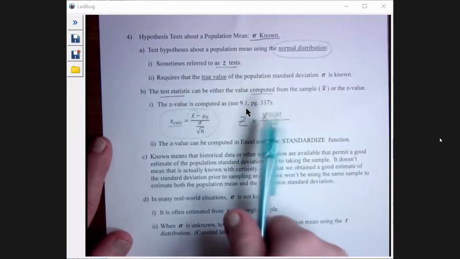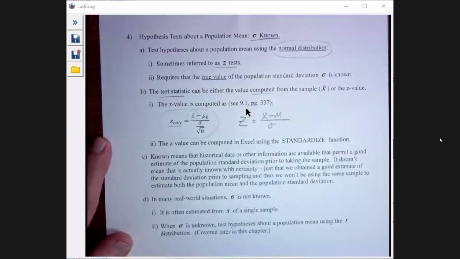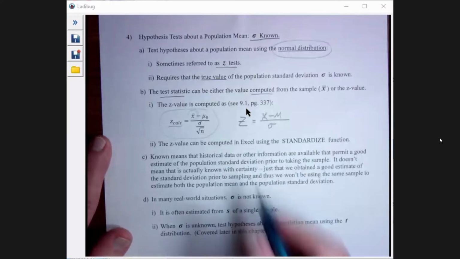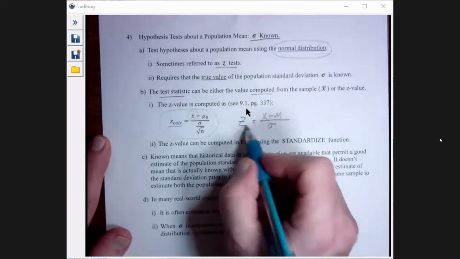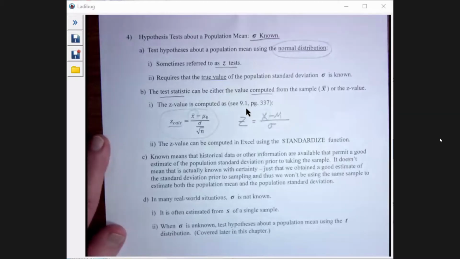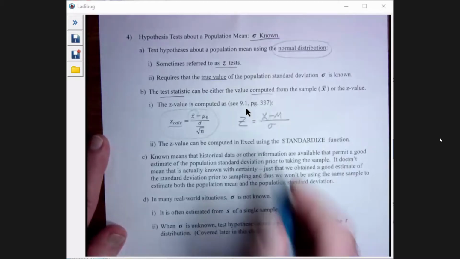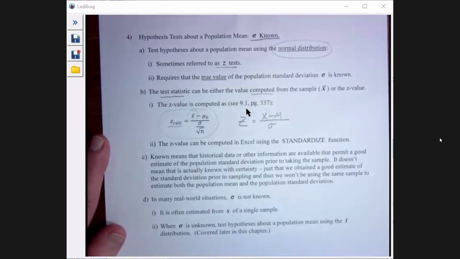Everybody should know this. We learned this back in Unit 1. Does everybody remember that? Yes. Okay. So this is how we convert a value into a z-score. I have some real world value and I want to turn it into a z-score. Is everybody okay?